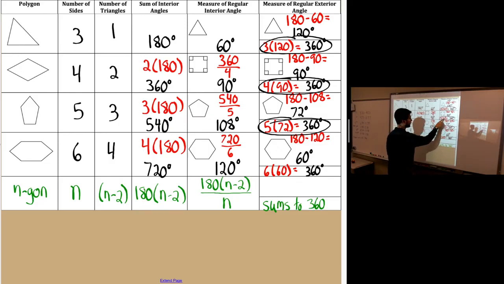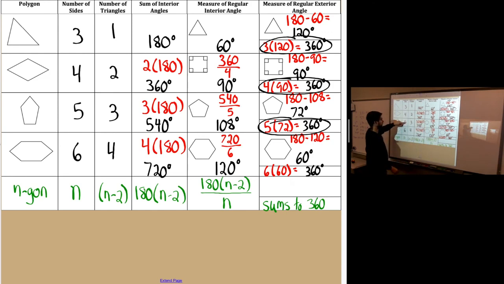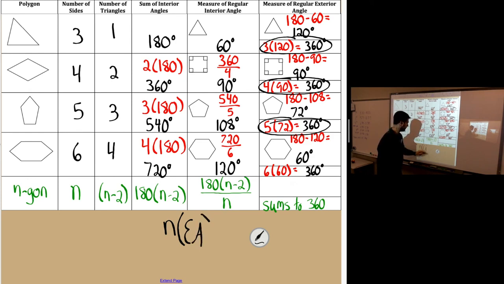What else is in that equation? 3, 4, 5, 6. 3, 4, 5, 6, the number of sides. So in other words, what we're doing is we're taking the number of sides, n, and we're multiplying it by the exterior angle. Here, I'll just name it exterior angle EA. Yeah, I make my E's weird. And that is always equal to 360 degrees.